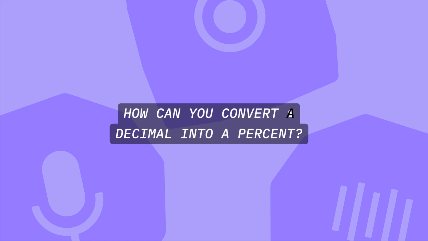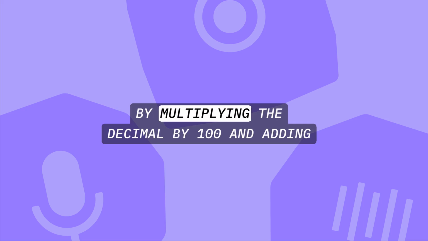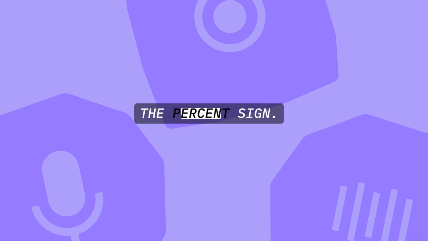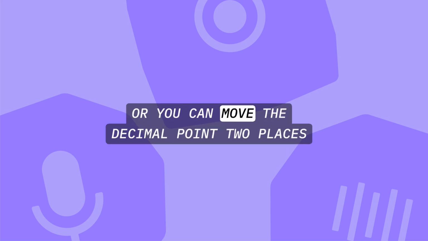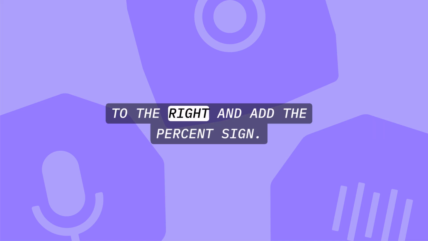How can you convert a decimal into a percent? By multiplying the decimal by 100 and adding the percent sign. Or you can move the decimal point 2 places to the right and add the percent sign.